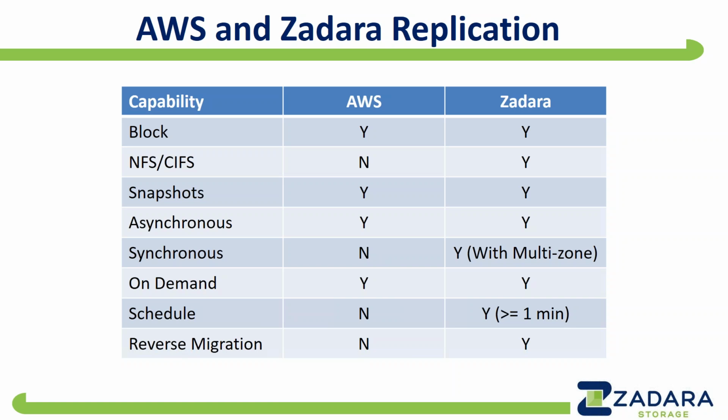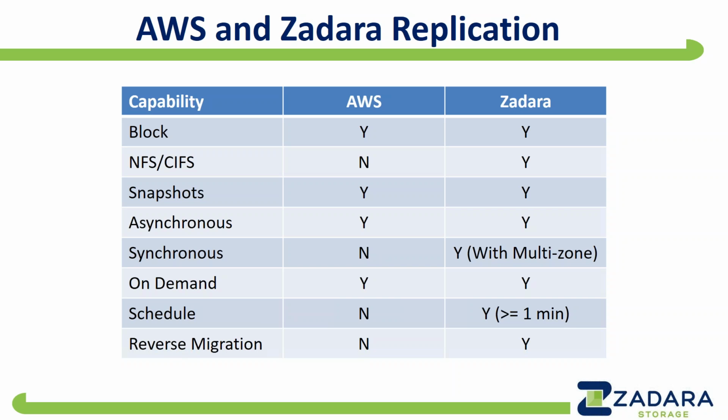Everything is done on demand, so with AWS, you won't be able to schedule it. You have to do it through a command line, like a cron job or something like that. But built into Zadara, you can have your own schedule. You can go down to as fast as once a minute.